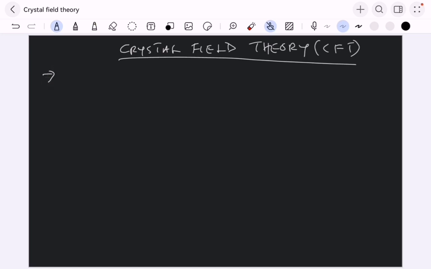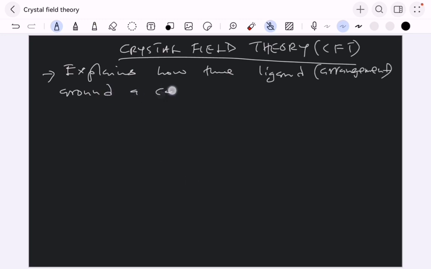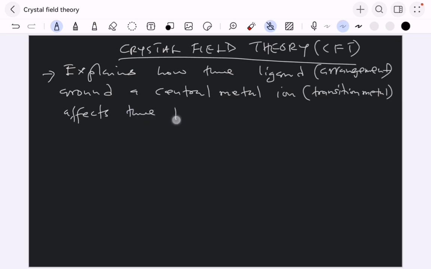What is this theory all about? So crystal field theory is a theory that explains how the ligand, or the arrangement of ligands around a central metal ion, which is usually a transition metal, affects the energy of the metal's d orbital.